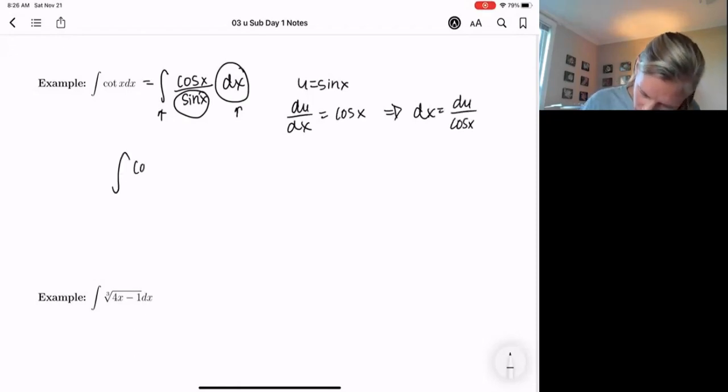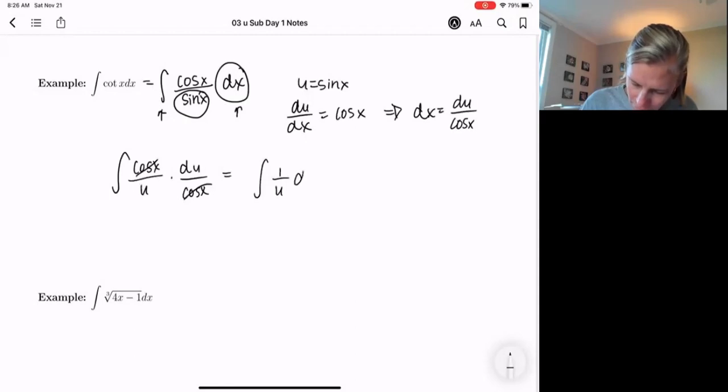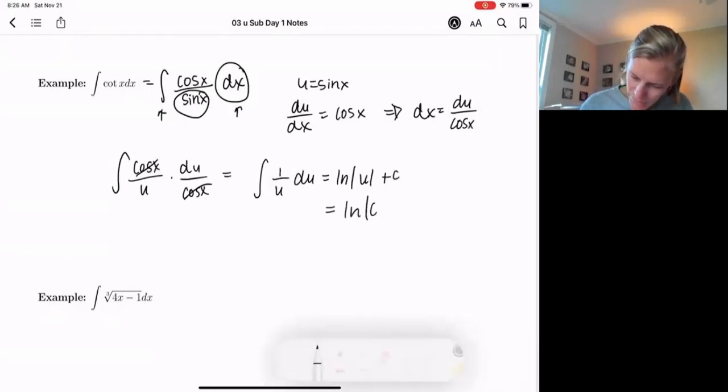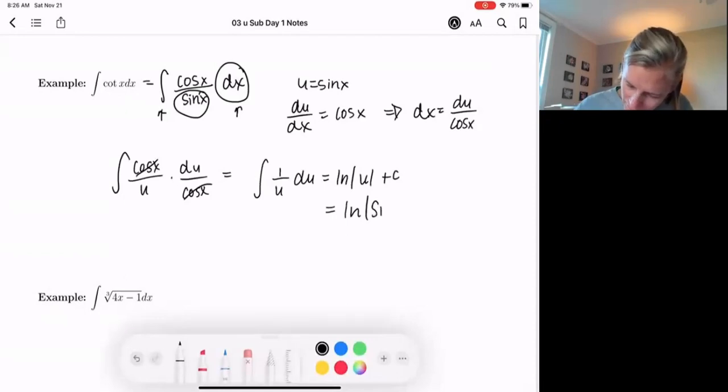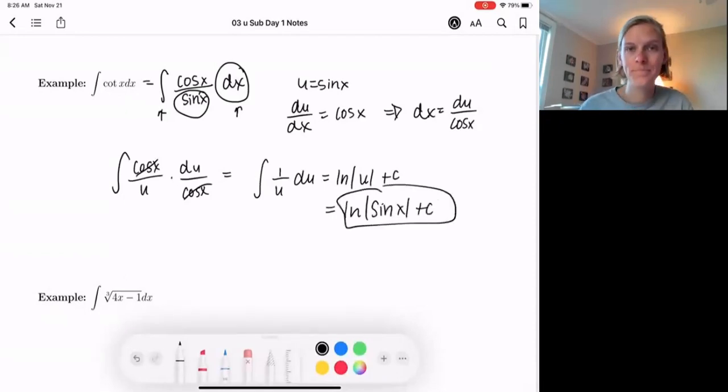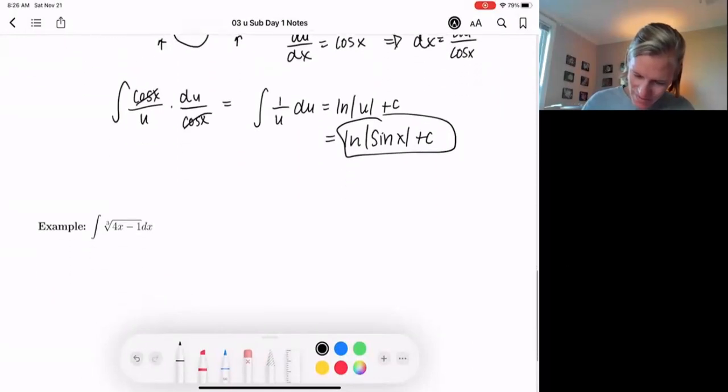So when I rewrite my integral, I have cosine over u times du over cosine. Cosines cancel out. I have the integral of 1 over u du. The antiderivative of 1 over u is ln of the absolute value of u. Don't forget those absolute values. And when we replace our u back in here, we get ln of the absolute value of sine of x plus c. You could anti-differentiate tangent in the same way. So if you want some extra practice, you could try that.